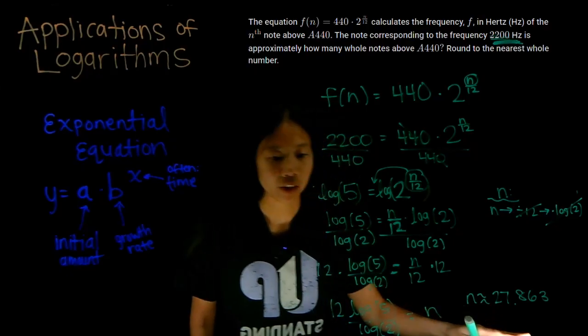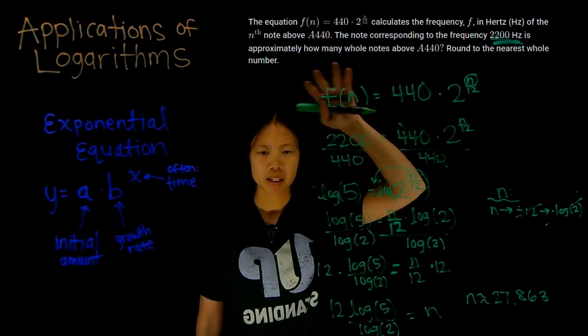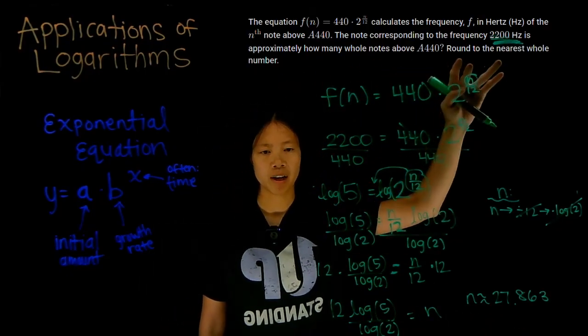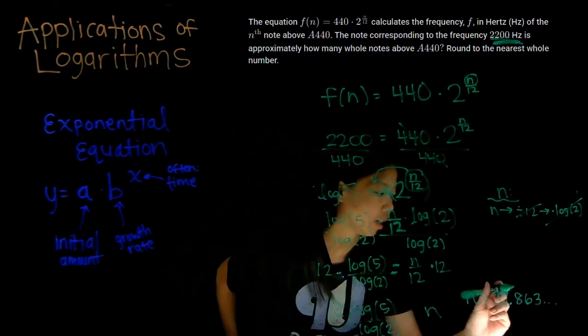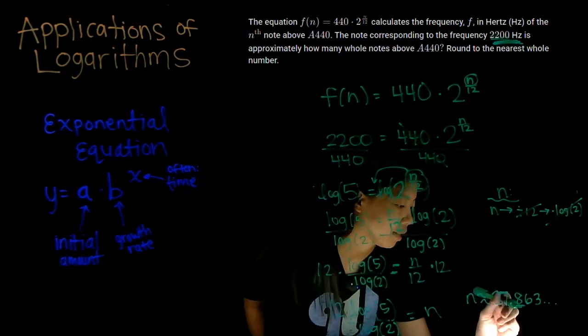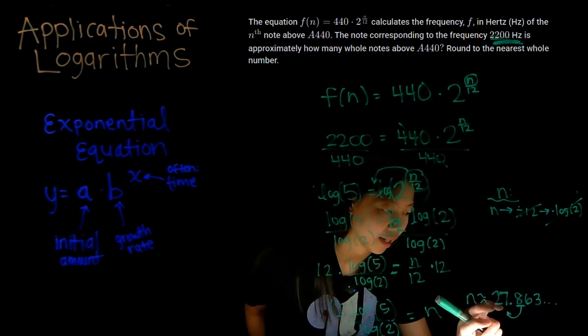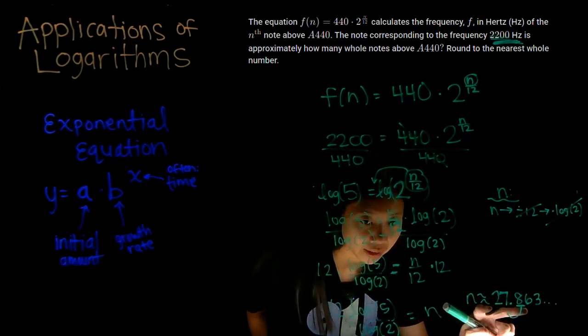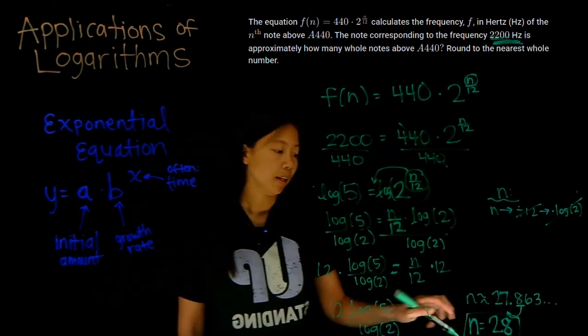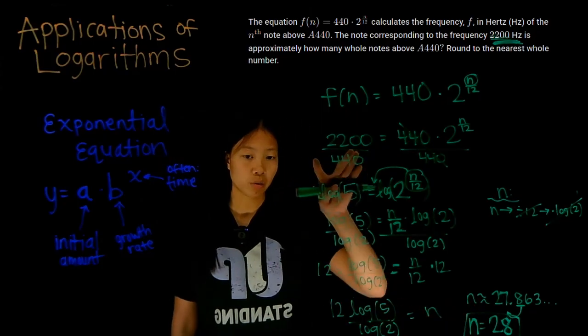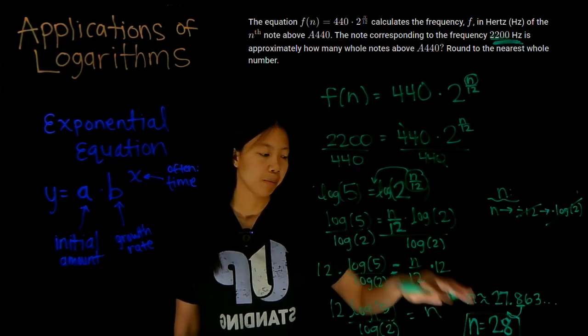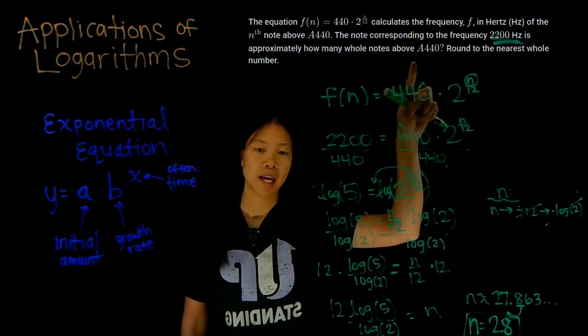If I type that in my calculator, I see that n is about 27.863. And we want to know how many whole notes is it above a 440. So I need to round to the nearest whole number. So I'm going to look at the number right after my decimal place, my tenths, and I'm going to see if that's going to round this number up to 28 or if it's going to stay at 27. Since 27.8 is closer to 28 than it is 27, I know that a frequency of 2200 hertz means that I am 28 whole notes above a 440.